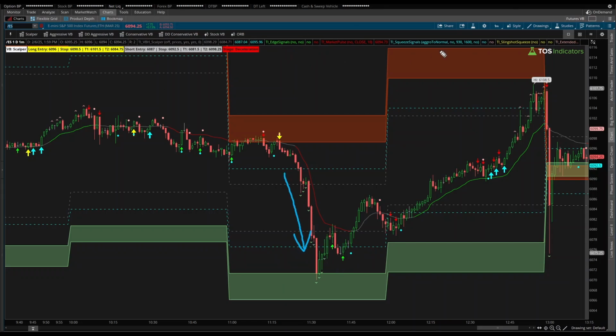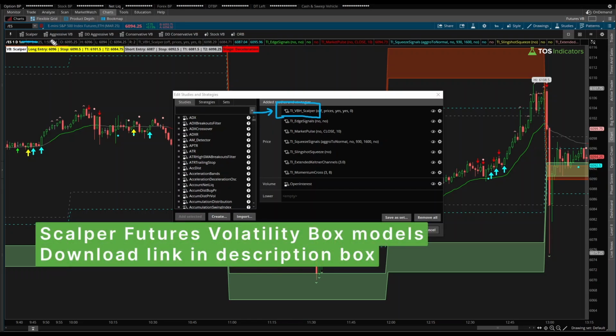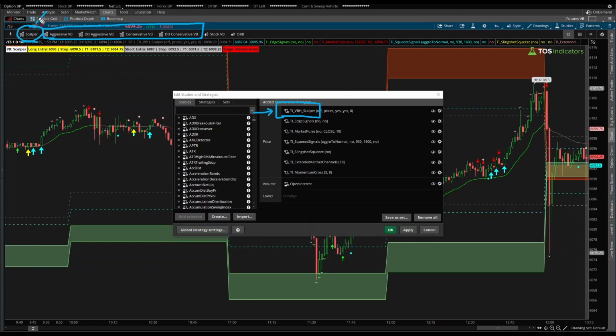Now, as part of this scalp setup, there's really just a handful of indicators that you need. The first one is the Scalper Volatility Box models. These are the futures models I have loaded on. We have 5 available. For scalping setups, I'm looking at just the Scalper model. The rest require a little bit more risk. The Scalper model requires a little bit less risk, so that's why we're using the Scalper models.